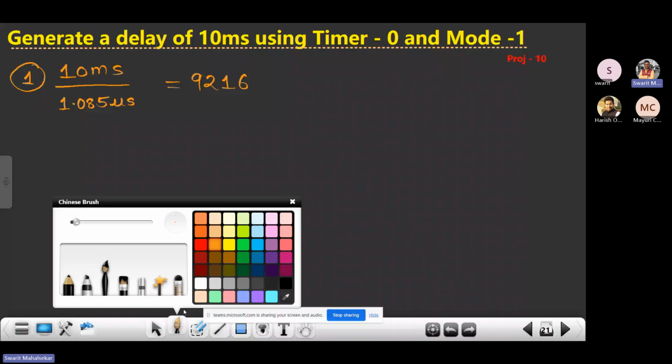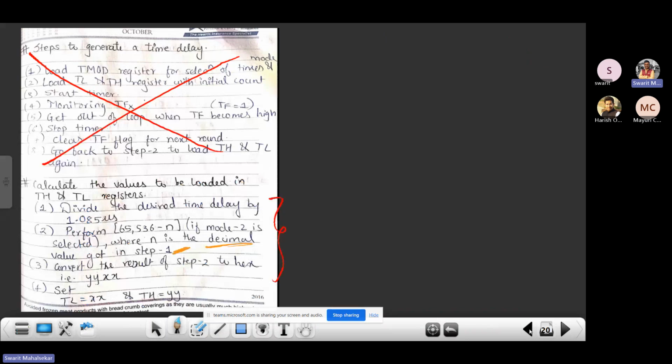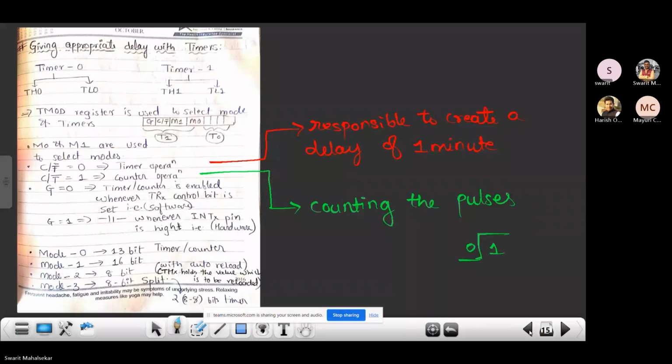Okay. Now I know most of you will question me why we are actually subtracting it from this particular value, that is 65536. The reason is quite simple, because we are using mode 1. Mode 1 is of 16 bits. That means 2 raised to 16 is how much? Just calculate this particular value. It is almost equivalent to this 65536. So that's why we are subtracting this particular value from this one. Okay, I hope you are getting this particular part.